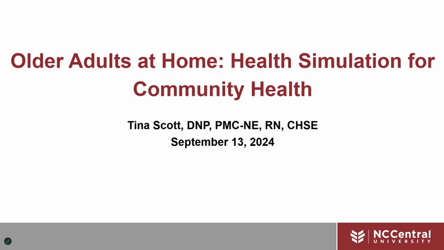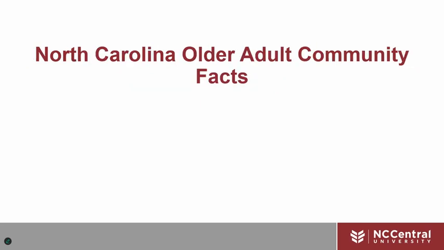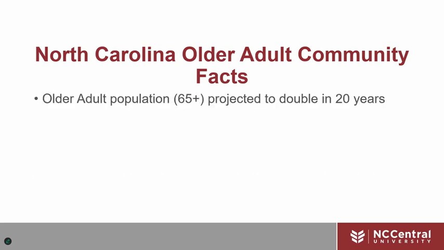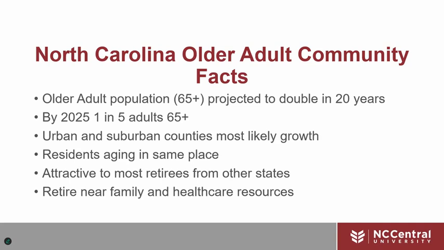Before I go forward with the simulation itself, I'll talk about a little bit of facts that have already been shared yesterday and today. So a lot of those facts may look a little familiar, but they're really specific to North Carolina. Some of the ones that really stood out to me was by 2025, 1 in 5 adults will be 65 or older. And in our urban and suburban communities, we're most likely going to see the older population settle in there because a lot of them are really enjoying where they're at and not deciding to move on. So a lot of them are choosing to stay in North Carolina as they continue to age.